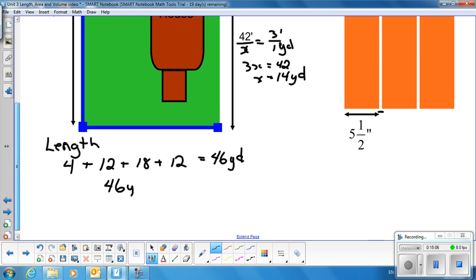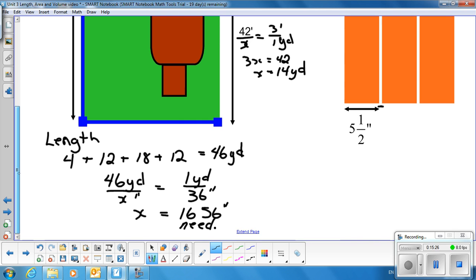46 yards, and we want to know how many inches that is. 1 yard is 36 inches, and so cross multiplying tells us that x is 1,656 inches. So this is how much fencing we need.